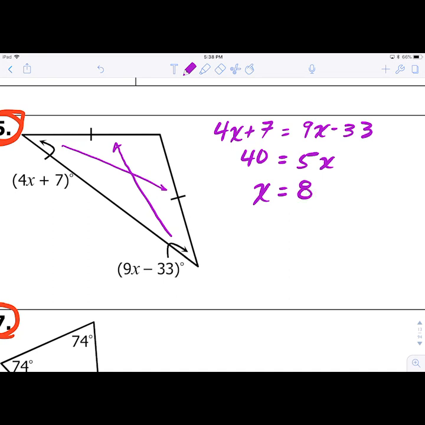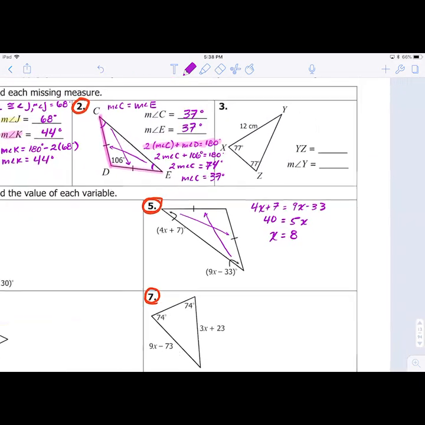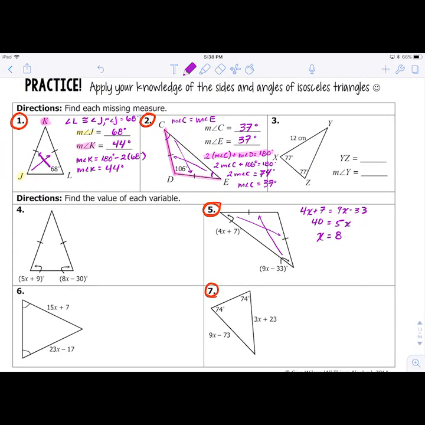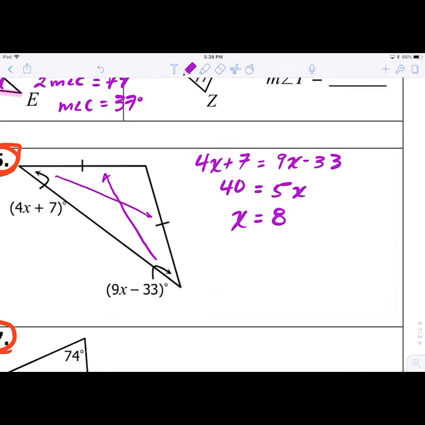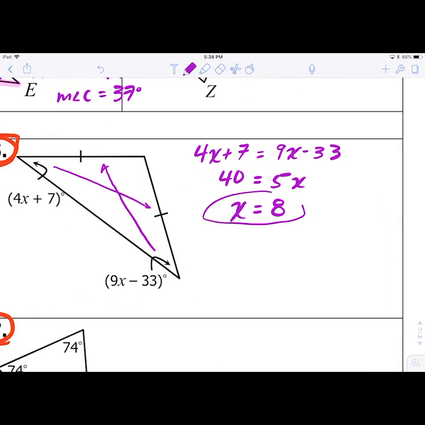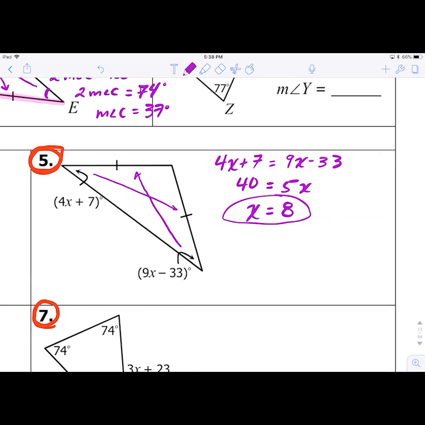All right. Now, did this problem ask me to solve for the angles? No, it didn't. It just said find the value of each variable. So I am done. I don't need to do any more work, which I know we all love. All right. Less work.